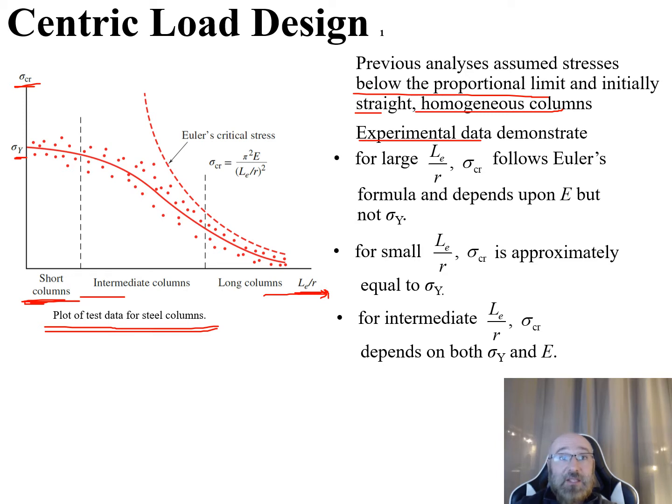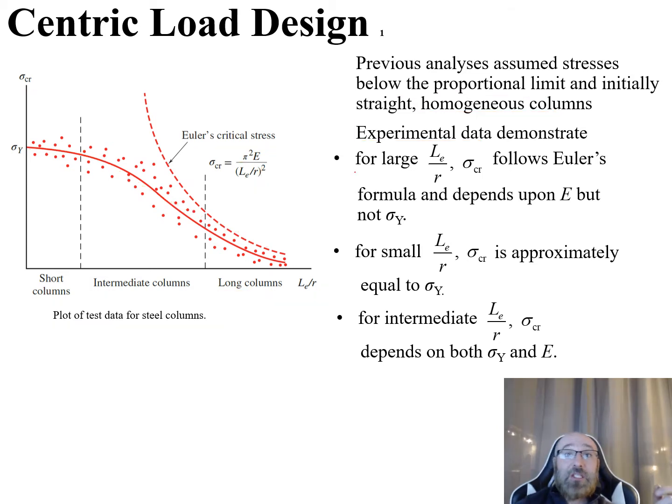As these get longer, we can see that our critical stress gets lower as we follow down this curve. We have an equation here for our critical stress that we've seen before: sigma sub CR is equal to pi squared E, where E is the modulus of elasticity for that material, all over the quantity L_E over r, our effective length over r, squared.